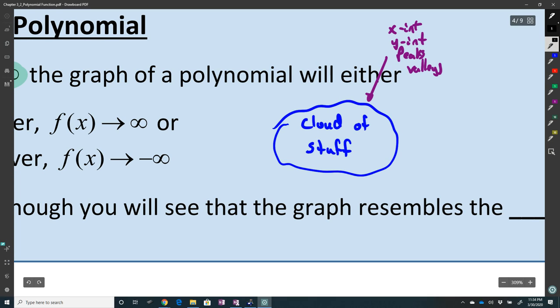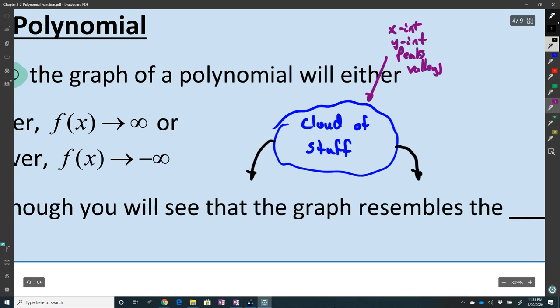It's done. So all it has to do after that is either go up forever, or it can go down forever. It doesn't have to be in that direction. The up forever can be on this side. The down forever can be on this side. Or it can go up on both sides, or it can go down on both sides.